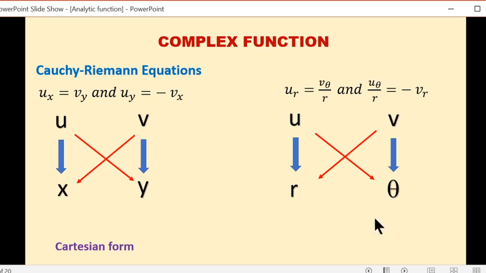Okay, so the Cauchy-Riemann equations in polar form are u_r equal to v_theta upon r, and the second equation is u_theta upon r equal to minus v_r. Did we understand the Cauchy-Riemann equations now? Yes, Prashant?